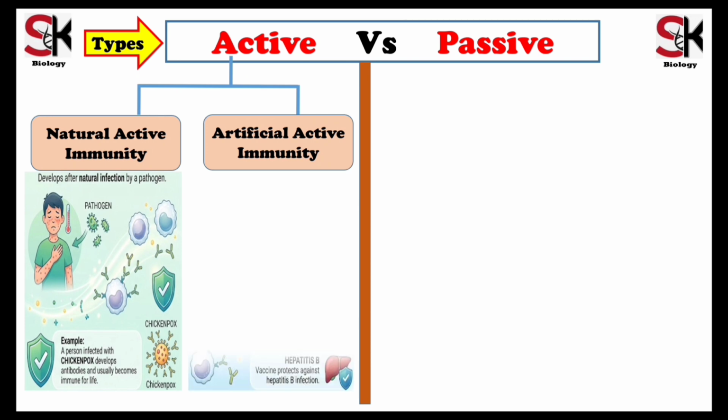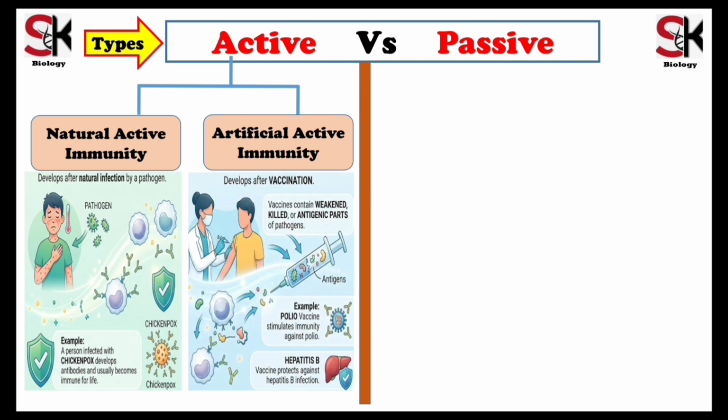In case of artificial active immunity, it develops after vaccination. A vaccine contains weakened, killed, or antigenic part of a pathogen, which is injected into a person to get artificial immunity. For example, polio vaccine, which stimulates immunity against polio, and hepatitis B vaccine, which protects against hepatitis B infection.